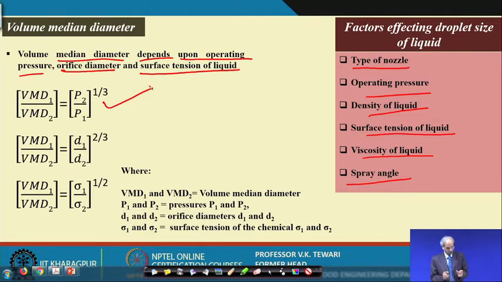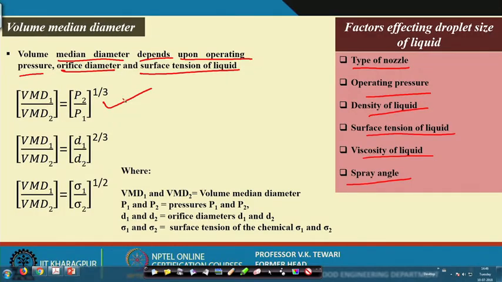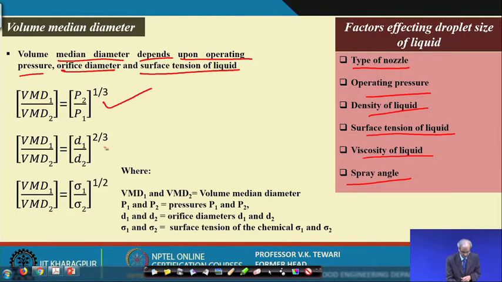If you have 2 pressures, that means VMD is proportional to a power of P, and if you are talking of 2 sets of values, then VMD 1 by VMD 2 is nothing but this. Similarly, VMD 1 by VMD 2 is this, where D 1 and D 2 are orifice diameters. Here we talked of the pressure, here we talk of the orifice diameters. Now, you see here what change has taken place. It is the power which has changed. It was 1/3 there, now it is 2/3 with respect to the orifice size.